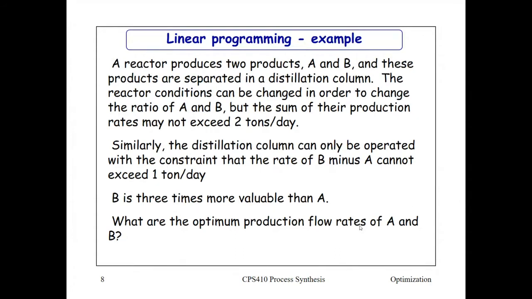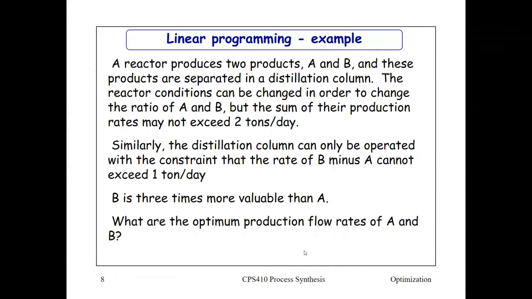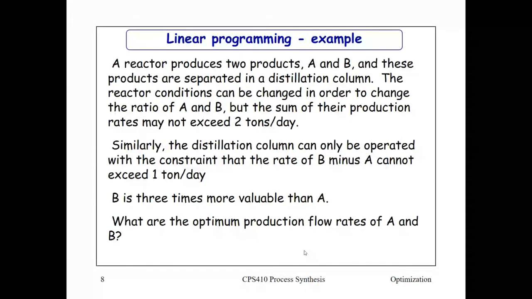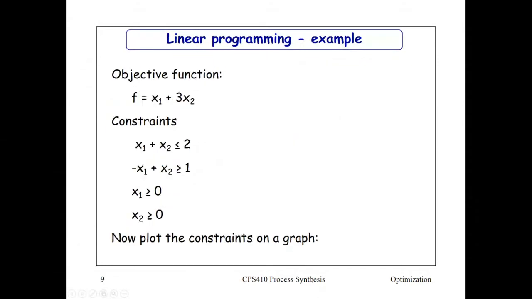So you can see that the variables are the flow rates of A and B, and that is typical of all these linear programming problems. Now I've got to figure out how to. Here we go.